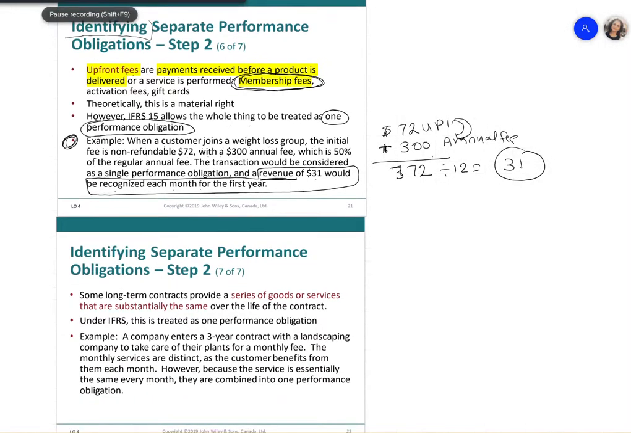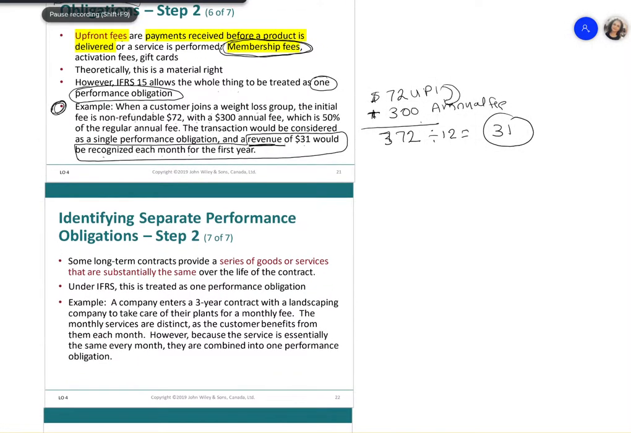Now going forward, some long-term contracts provide a series of goods or services that are substantially the same over the life of the contract. If you're going to be providing the same service over the life of the contract, then it is also treated as one obligation.